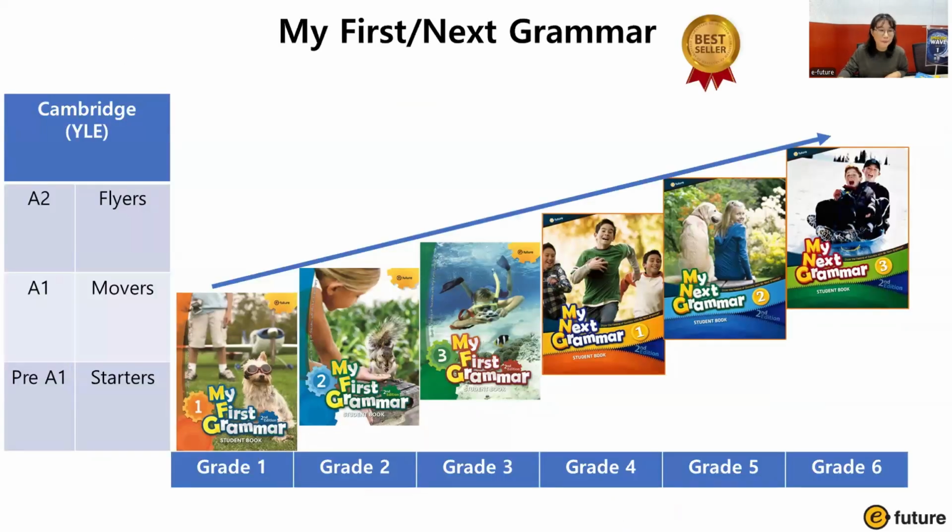This is grammar, and as I said before, we have this grammar series from pre-A1 to A2. If you look at YLE level, starters, movers, flyers, and the grammar points are from the YLE grammar guideline. Okay, so when you finish using all these 6 books, then you learn all the grammar points provided from YLE. Okay.